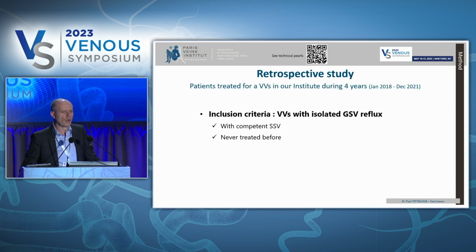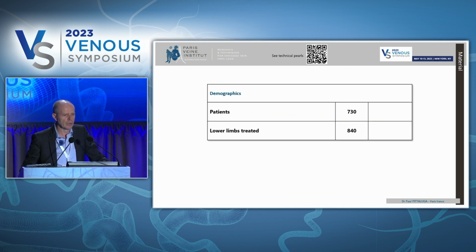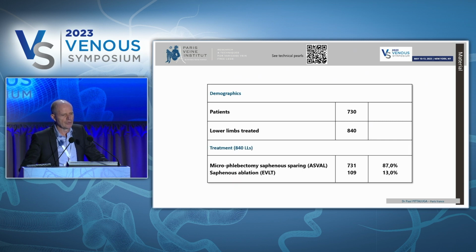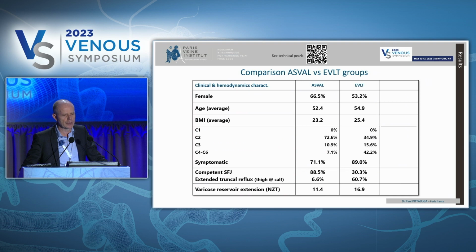So we reviewed all patients treated for varicose veins during 4 years, focusing on patients with varicose veins and isolated GSV reflux, meaning with a competent saphenous vein, and who were never treated before. 840 limbs were treated in the patients selected, and the treatment consisted in micro-phlebectomy with saphenous sparing according to the ASVAL principle in 87% of the cases, and GSV ablation by laser in 13%.